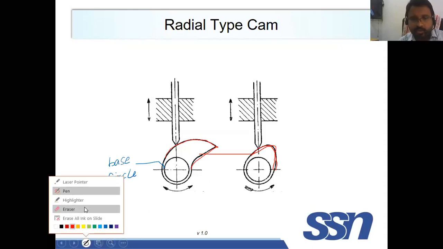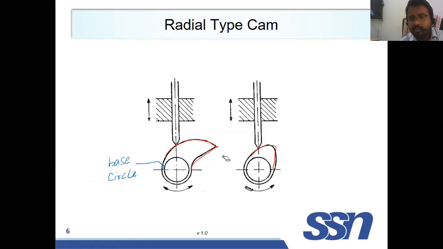Okay, so that is what this kind of cams are called radial cams. It has got a radius for a base circle, and the profile that gives a lift is projecting. It will have a higher value than the base circle, so that it can give a lift to the follower. This kind of cams are called radial cams. Radial cams are very important.